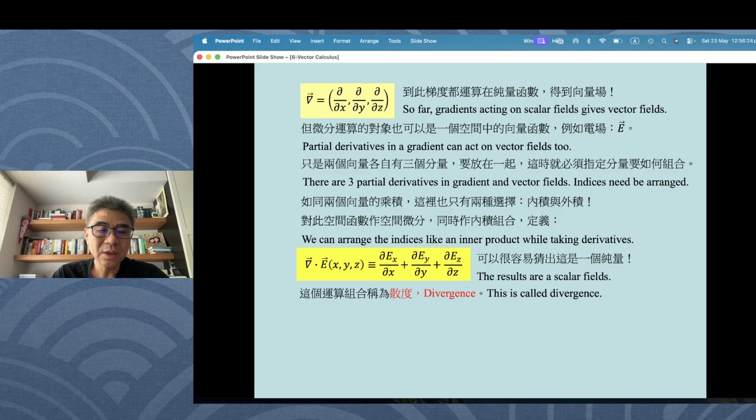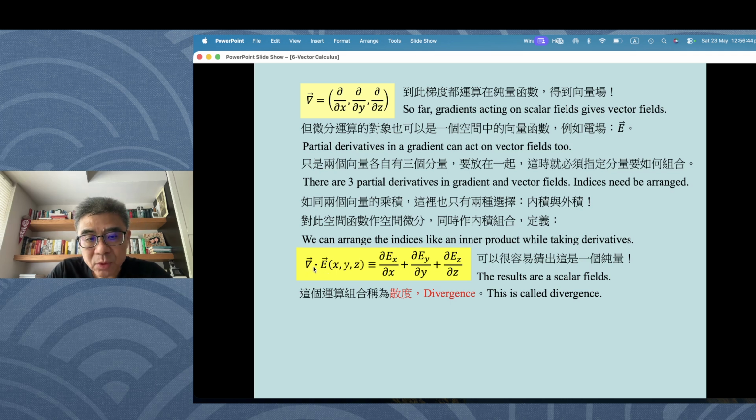Therefore, the indices, x, y, z, or you prefer to call them 1, 2, 3, it's up to you. Anyway, the space indices have to be arranged in a meaningful way so that the quantity you define is useful. You can define it any way. However, to be useful, usually the indices have to be arranged in one of two ways.